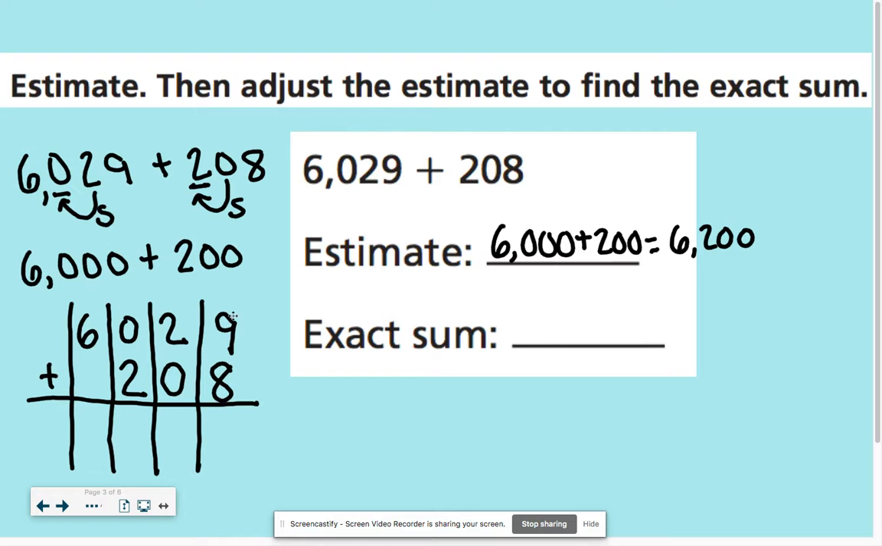If they're not lined up in the same place value, you're trying to add up things that don't exist or can't match. So 9 plus 8 is 17. Carry your 1. 1 plus 2 plus 0 is 3. 0 plus 2 is 2. And 6 plus nothing is 6. So your actual answer is 6,237. So you can see between our estimate and our exact, we were only 37 off. And out of 6,000, 37 is a very small number.